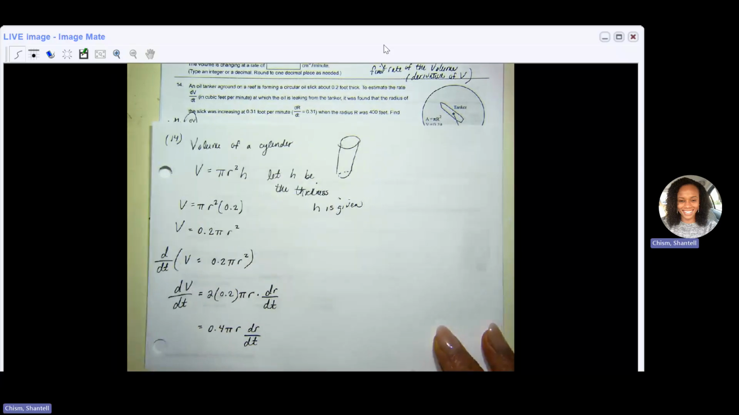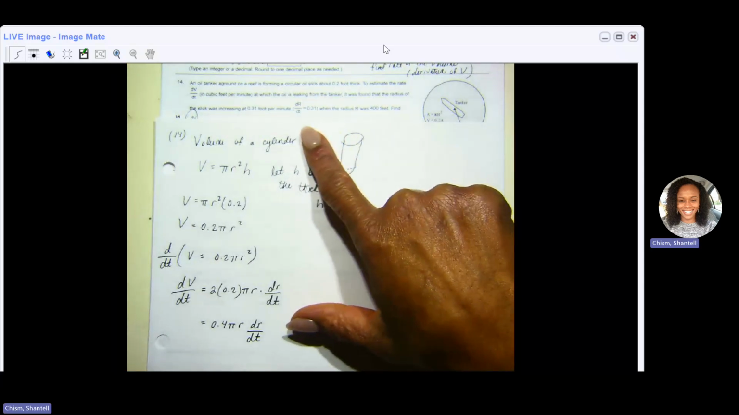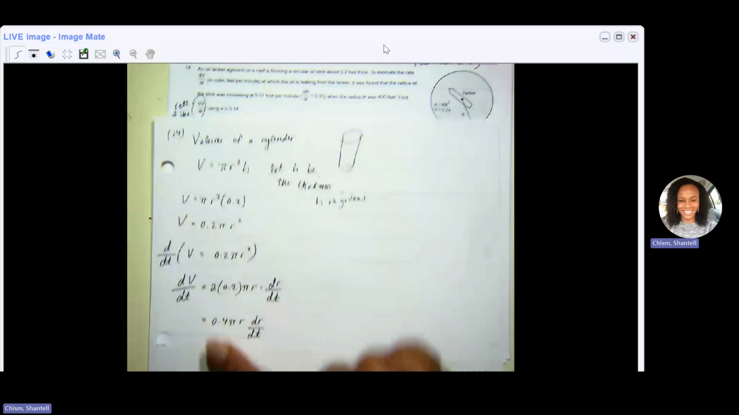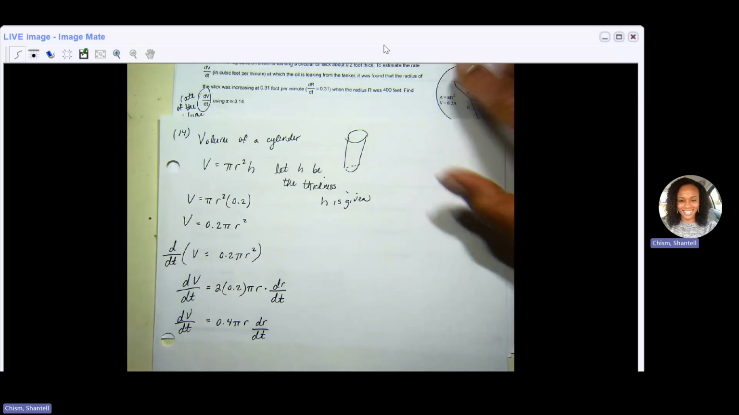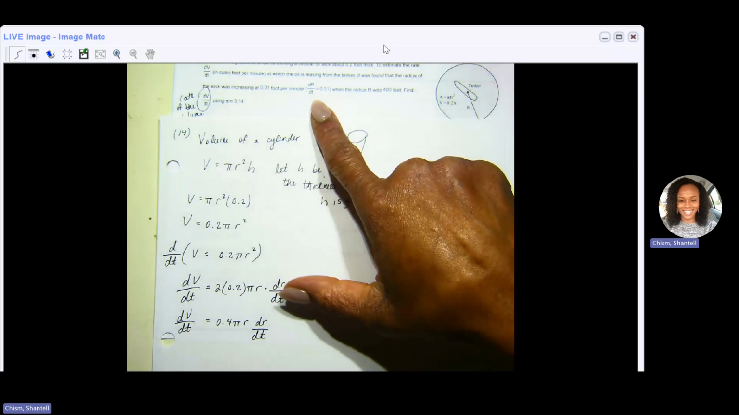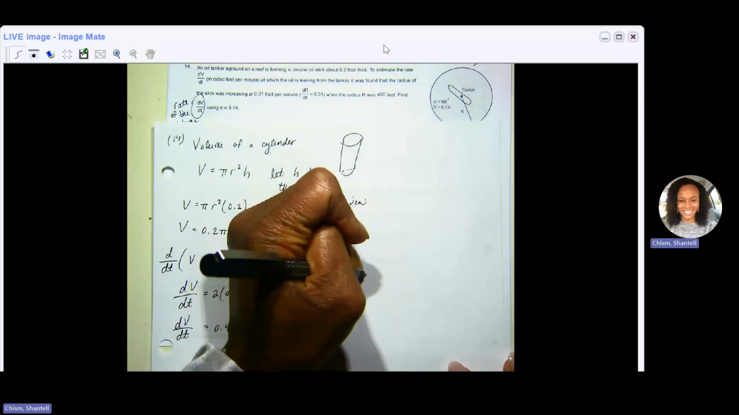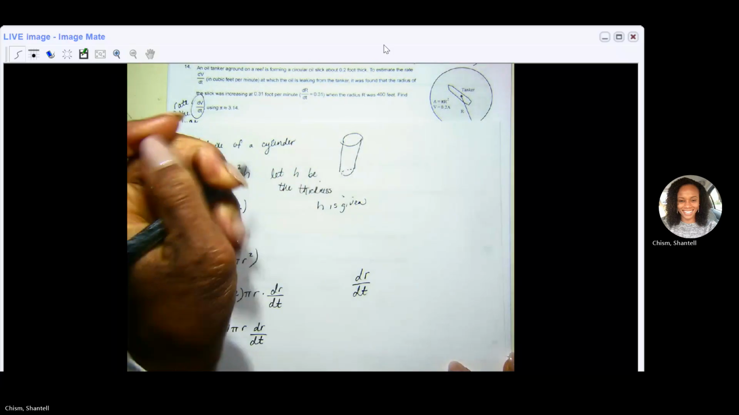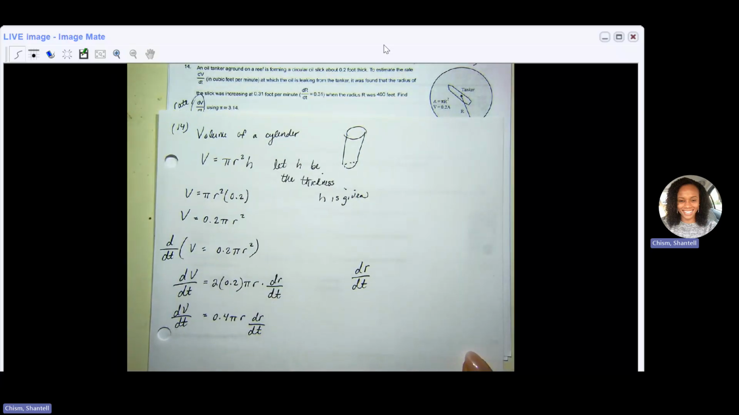And we were told that we want to find dv over dt. That's what we are looking for. And we were given the rate at which r was increasing. So we were given dr over dt. They used a capital R, I used a lowercase r. It makes no difference, okay?